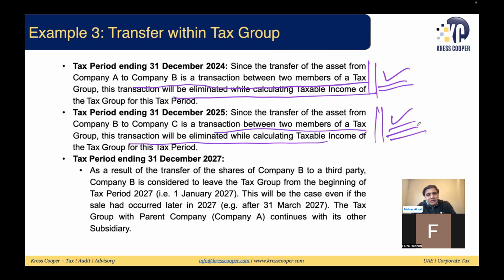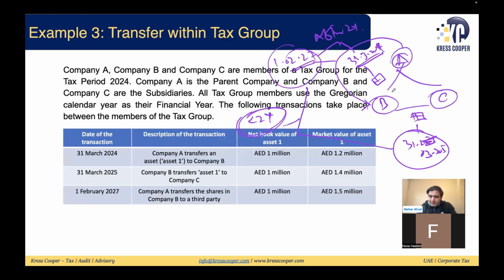Third, when A has sold the shares in B, B is no longer part of the tax group. A has sold the shares in B on 1st of Feb 2027. From 1st of Feb 2027, B is no longer part of the tax group because A is not holding at least 95% share, because we have discussed these conditions need to be met constantly. So these conditions are not being met.